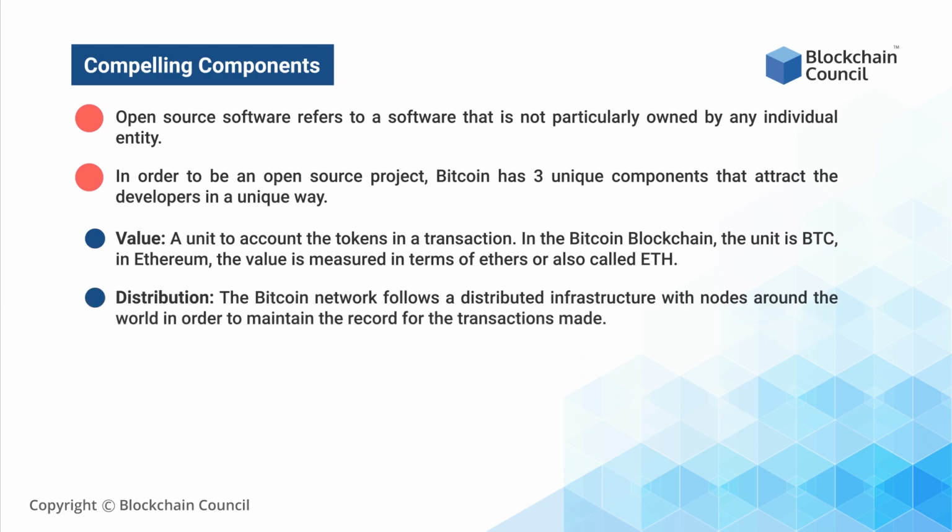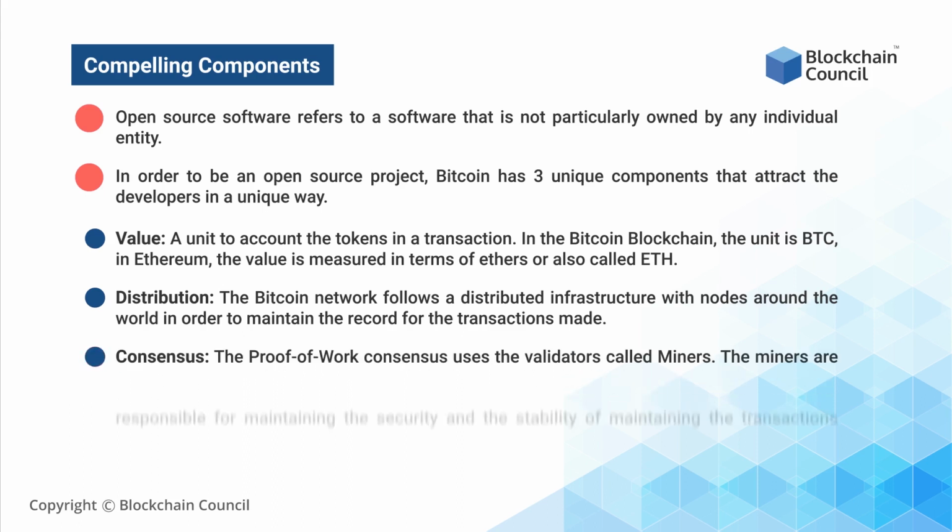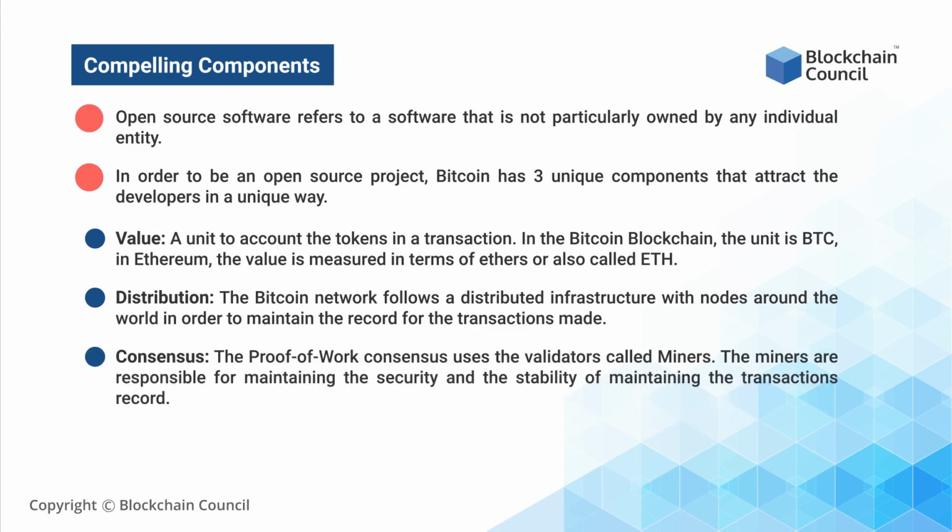Second is distribution. The Bitcoin network follows a distributed infrastructure with nodes around the world in order to maintain the record for the transactions made. Third is consensus. The proof of work consensus uses the validators called miners. The miners are responsible for maintaining the security and the stability of maintaining the transactions record.